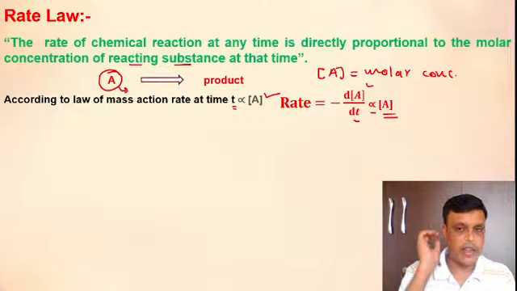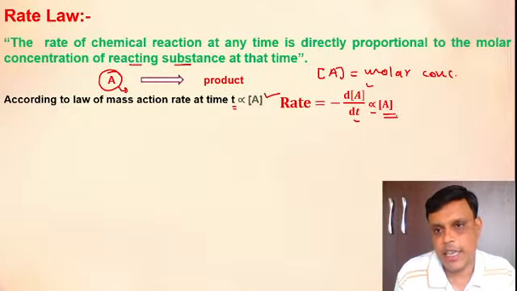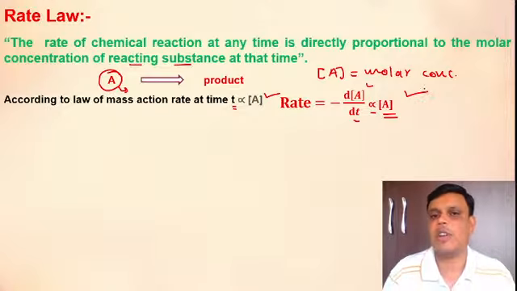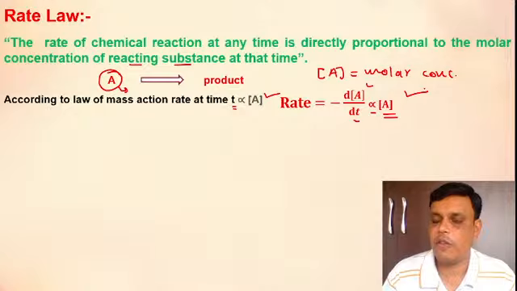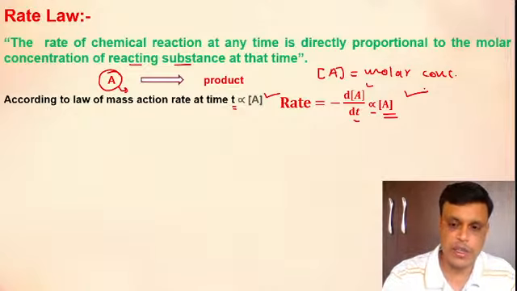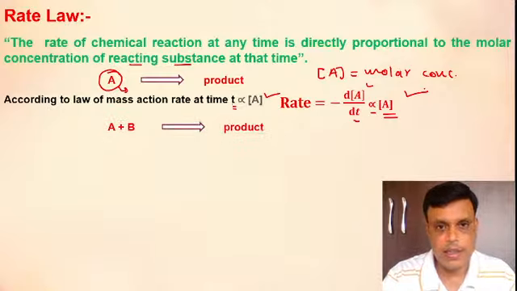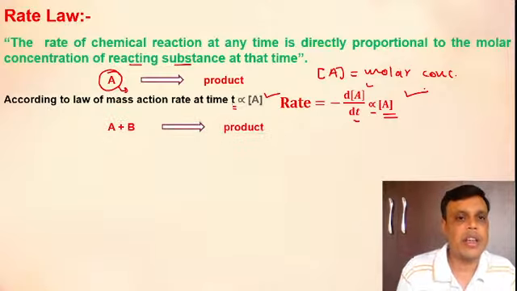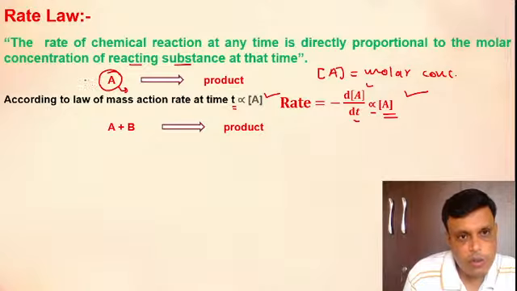So this is the rate law. This equation is called the rate law: rate is equal to minus d[A] by dt, which is directly proportional to the concentration of A. Now let us consider one more reaction. In this first reaction, only one reactant was there. Now here two reactants are there.